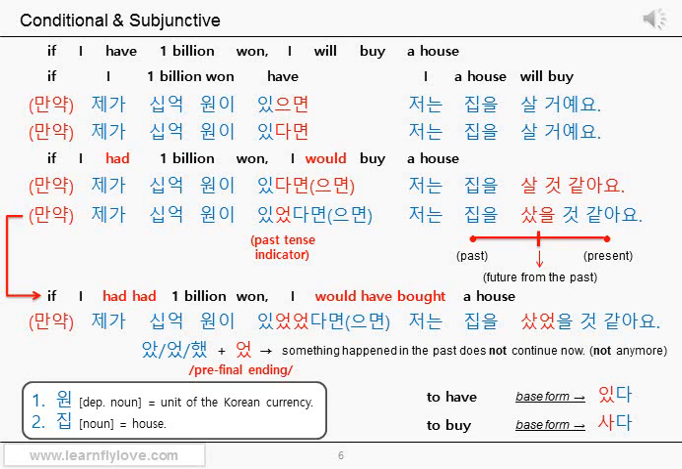So, 만약 제가 10억 원이 있었다면 저는 집을 샀을 것 같아요. And 만약 제가 10억 원이 있었었다면 저는 집을 샀었을 것 같아요. The actual meaning of these two sentences can be almost the same. Just the second sentence could sound like you're emphasizing the past tense a little bit more, like, I would have done it in the past if it had happened to me in the past. But it didn't happen. So it could also emphasize the fact that this didn't happen in the past. Okay? Let's learn about the pre-final ending 었 more specifically later again.